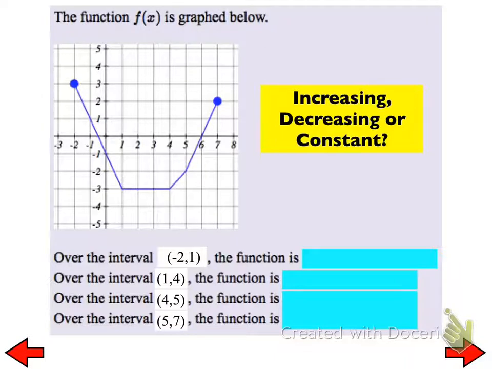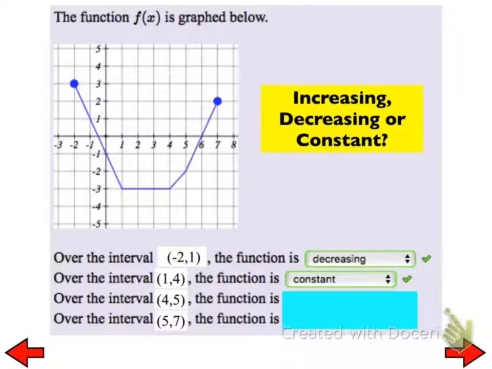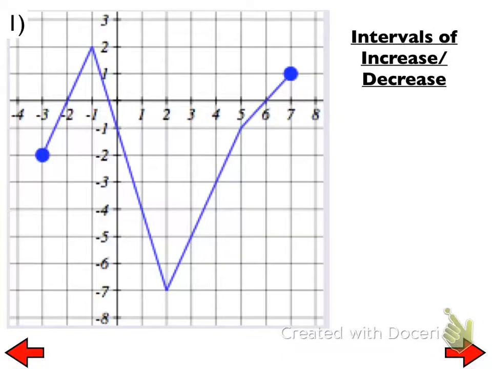All right, let's go through each interval. From negative 2 to 1, increasing, decreasing, or constant? It is decreasing because it's going downhill from negative 2 to 1. 1 to 4, which one? Constant, good. It's flat right there. It's not changing, no rate of change, or a 0 rate of change. And then from 4 to 5? Increasing. And then 5 to 7? It's increasing at a different rate, and we saw some of that in the graphs that we were doing yesterday. Okay? So that's just a basic review of what we mean by increasing, decreasing, or constant.